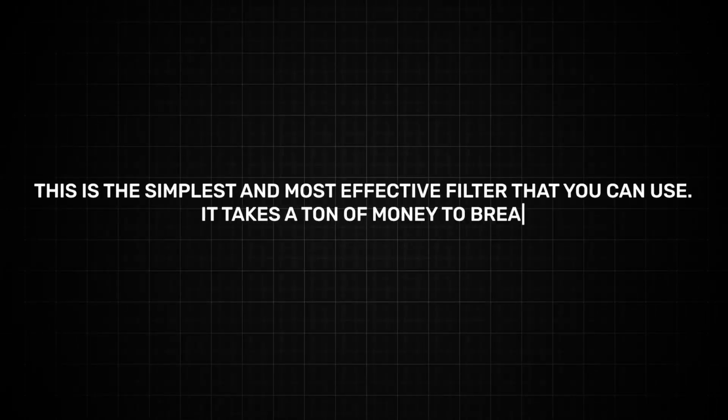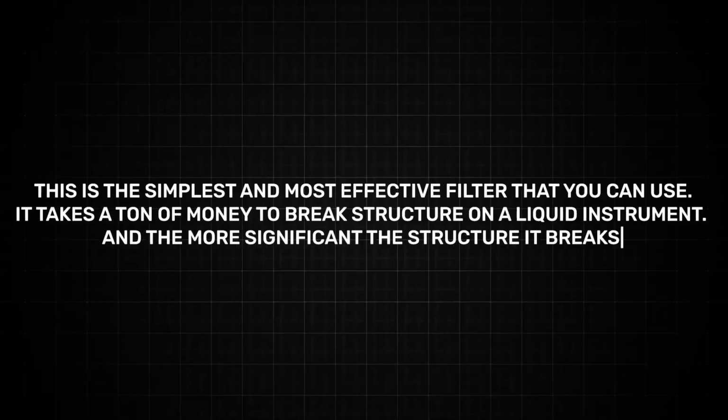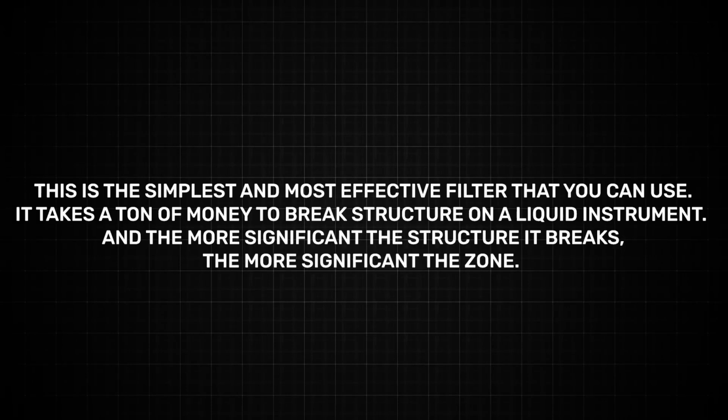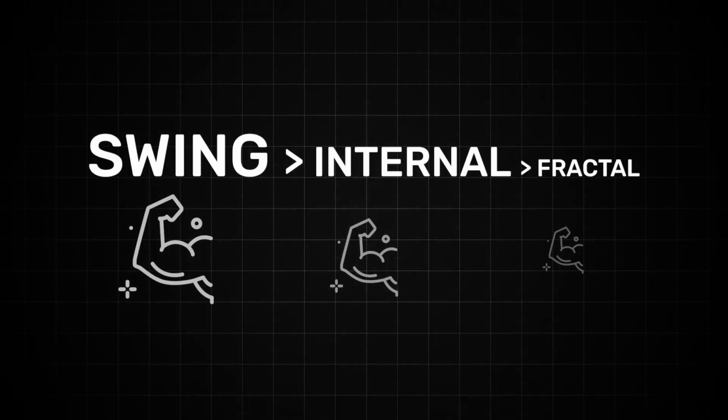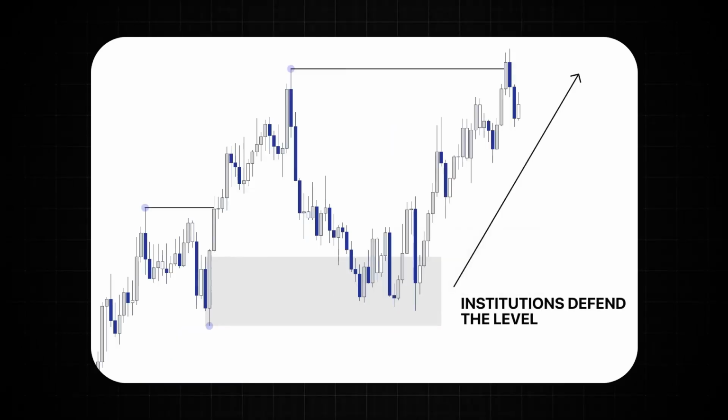It takes an amount of money to break structure on a liquid market, and the more significant the structure break, the more significant the zone is, which means it has more power to hold price. Swing structure will always be stronger than internal, while internal will always be stronger than fractal. These are things you learn in market structure. So zones that create swing structure are more likely to cause another swing break of structure. Here is an example of a demand that created a swing break of structure, and when price returns there, it's going to push further to create another swing break of structure.